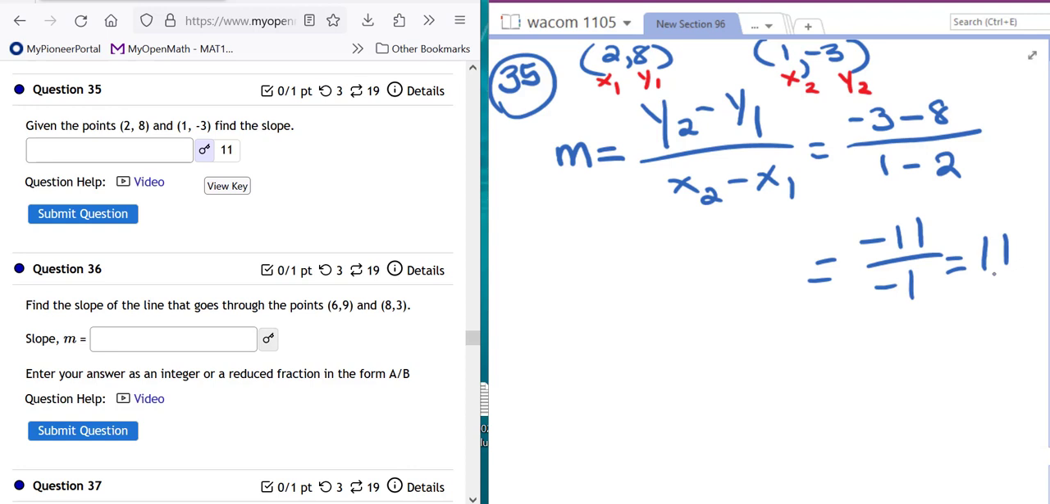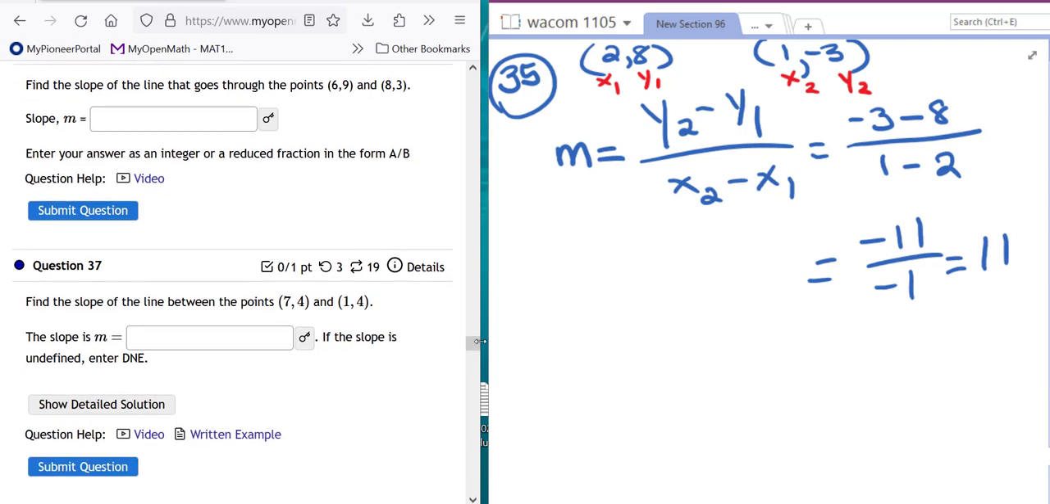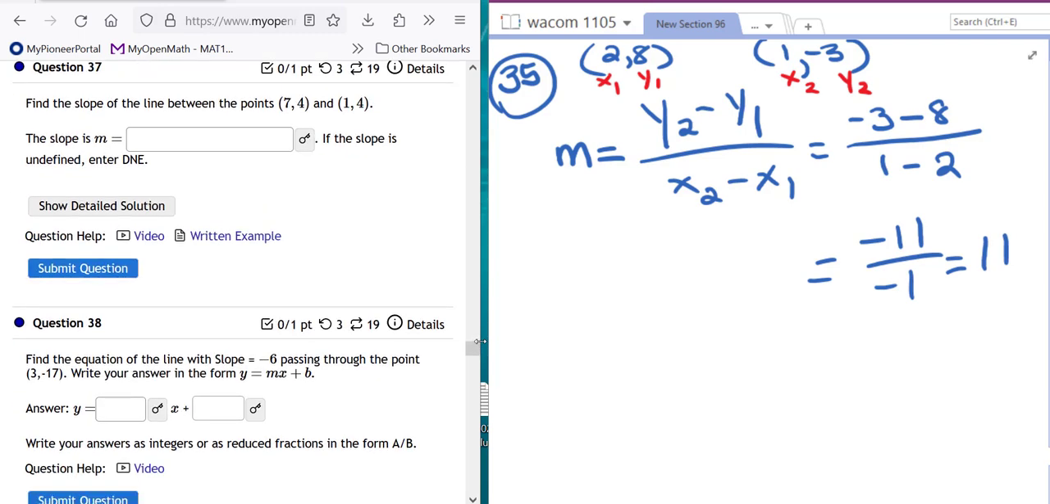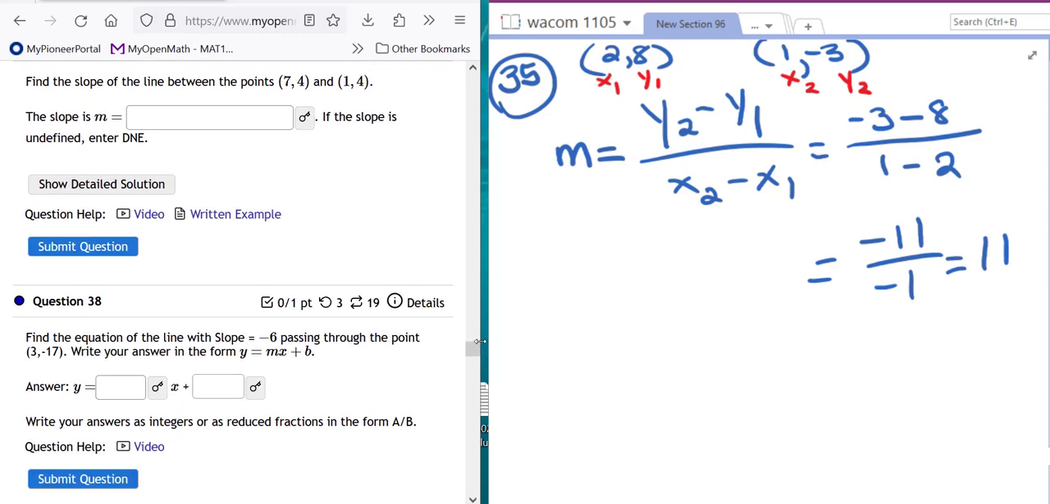All right, so that is slope given 2 points. Next question is the same kind. This one is the same kind, but it's going to give you a special answer. When either the x's or the y's are equal, it gives you a special answer.